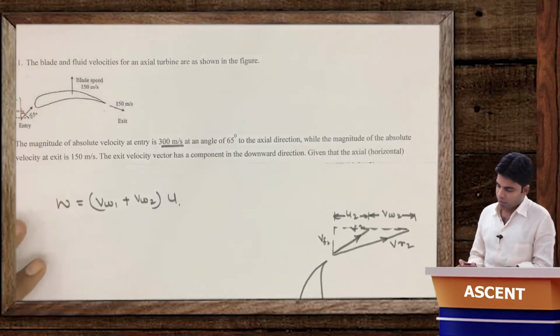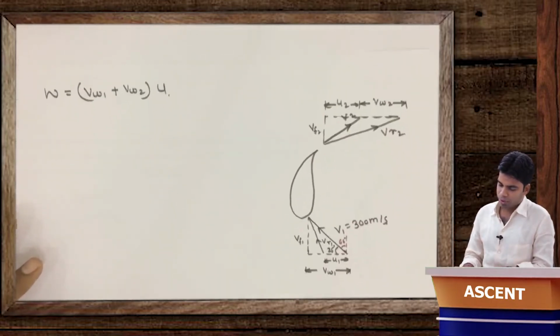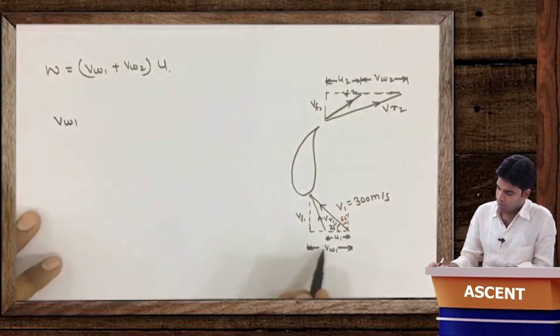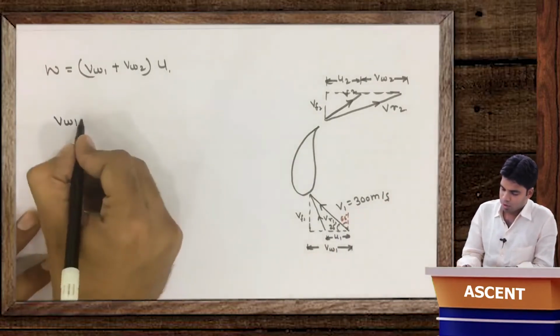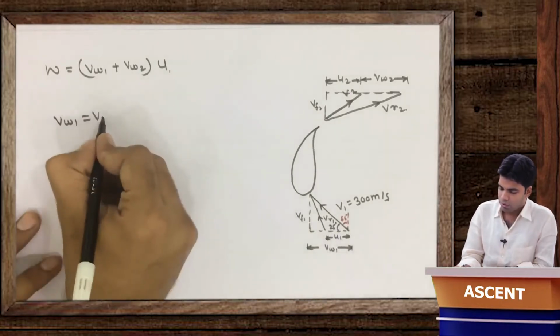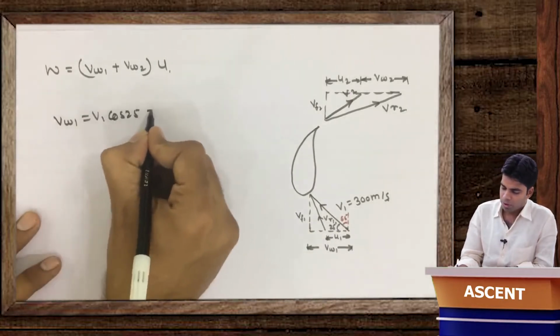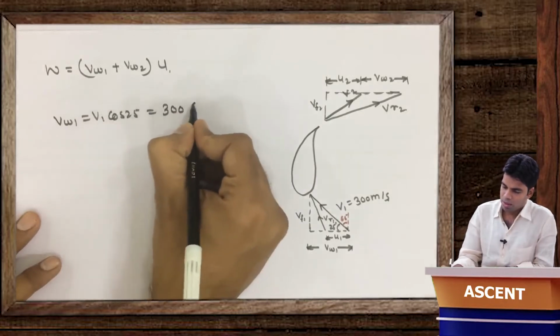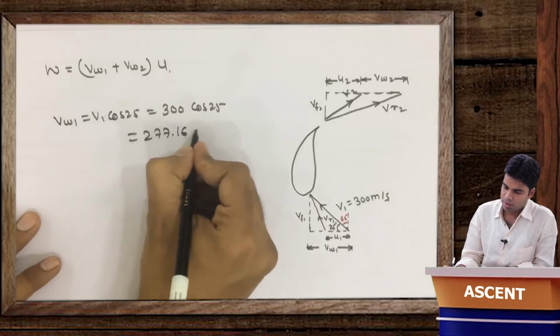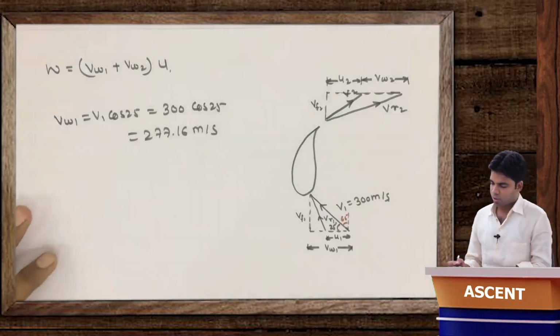Okay, now for this we will have to determine VW1 and VW2 from here. So how can we determine this VW1? This VW1 is equal to V1 cos of 25, simply from the triangle. V1 is given as 300, so 300 cos 25 will be equal to 277.16 meter per second. First thing, okay.